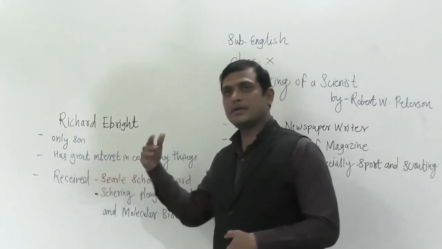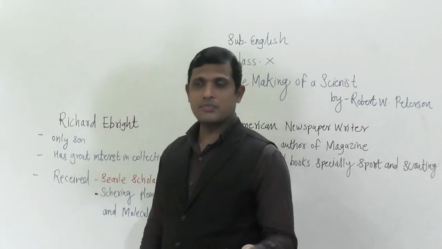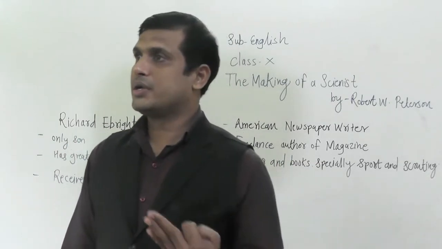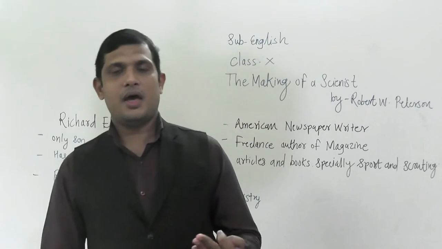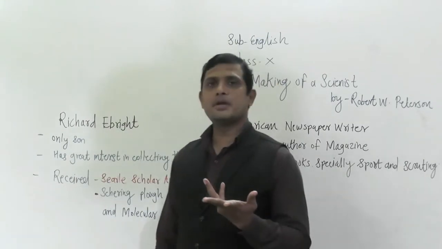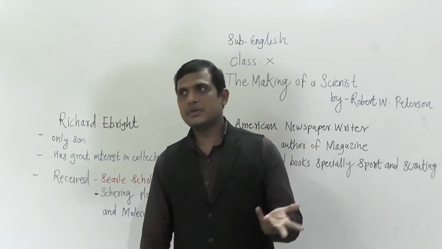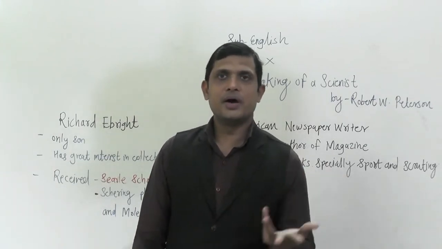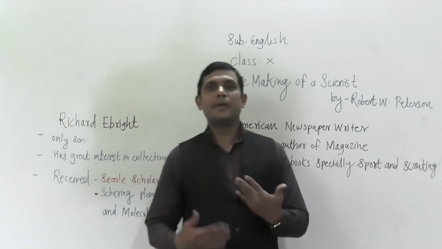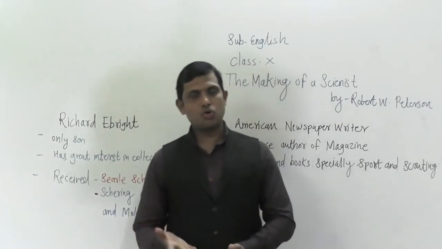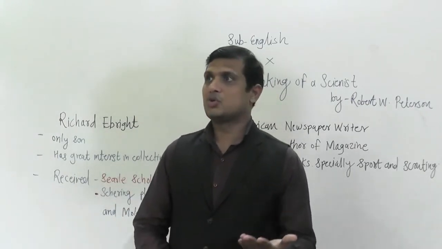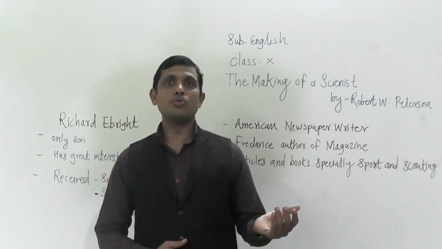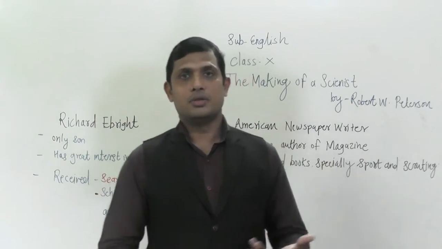His great interest was in collecting things. He collected rocks, different kinds of rocks. Then he collected fossils, then many coins, and the best thing is that he collected many species of butterflies. He was an astronomer also, he used to gaze at the sky, and that is why his mother had given him many things like a telescope and microscope. Then he got some mountaineering material, many things. He got much support from his mother.